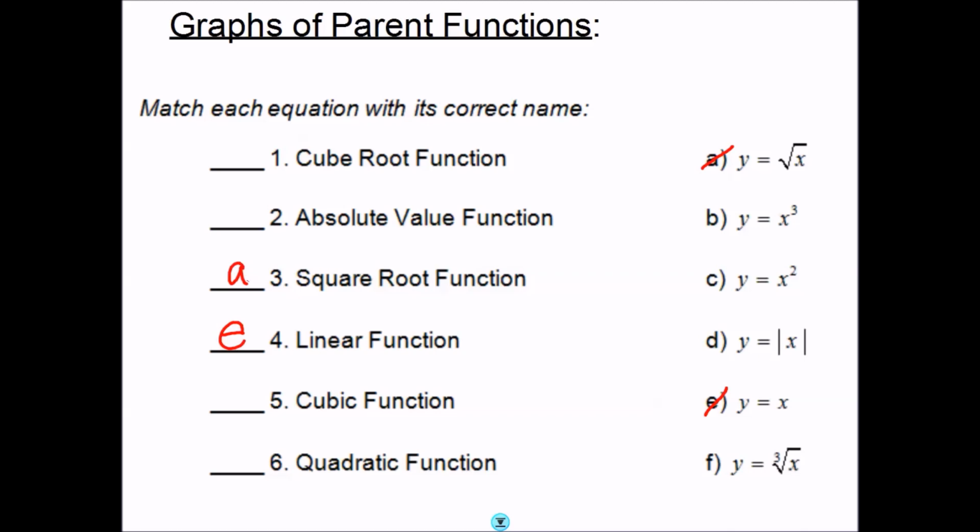F is y equals the cube root of x. That's a cube root function. D, you may or may not remember that those bars mean absolute value, so that is an absolute value function. And then the last two, you have a quadratic and a cubic. Hopefully you remember from Algebra 1 that y equals x squared is a quadratic function, which means that y equals x cubed is a cubic function. You need to remember these equations. We will come back to them all year.